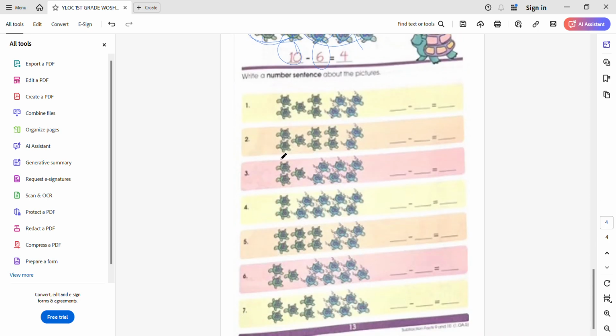So write a number sentence about the pictures. So number 1, we had 5 here, 1, 2, 3, 4, 5, and then 1, 2, 3, 4. So we had 9 in the beginning, but 1, 2, 3, 4 turtles left. So 9 minus 4. 9 minus 4 equals 5.